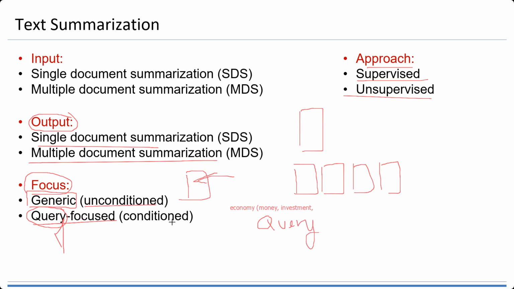The query means I have a condition: if the document contains money, if the document contains investment, then we have a kind of supervised approach. We have a precision to measure the summarization. If it is related to money, then the precision might be high.